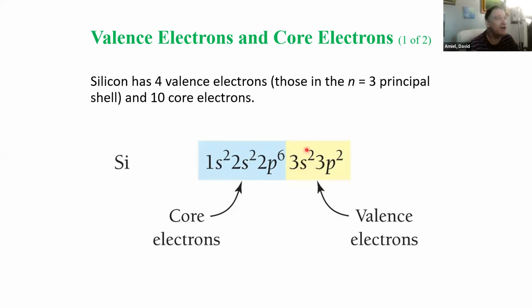So silicon has 4 valence electrons that can contribute to bonding. These core electrons do not participate in chemistry. Again, too close to the nucleus. So if you're asked to distinguish between valence and core, you just look again at the highest value for the principal quantum number.